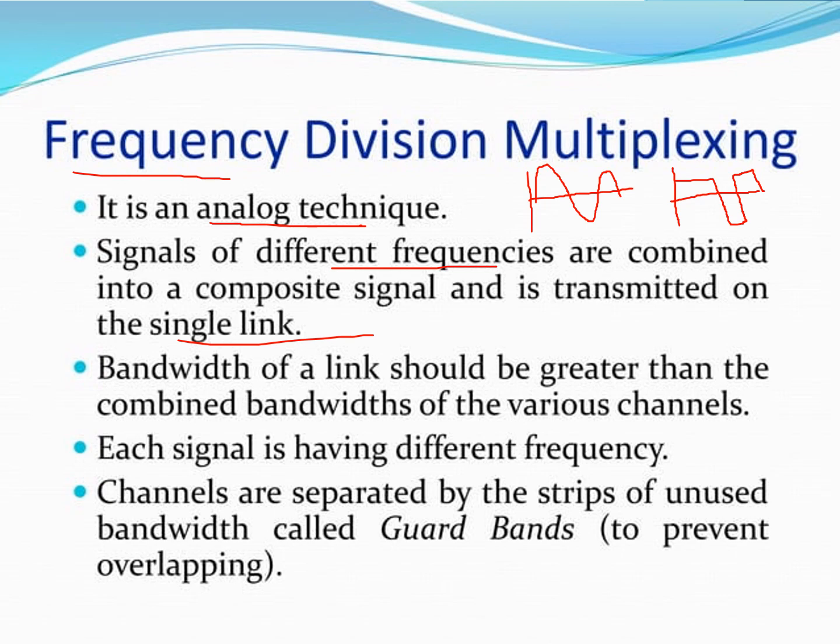In frequency division multiplexing, the bandwidth of the link, the transmission medium used to transfer the data, will always be greater than the combined bandwidths of the various channels. Here we represent the various channels as various systems. Obviously each signal will have a different frequency. An example is FM, where different stations have different frequencies. So that is what we represent as frequency.